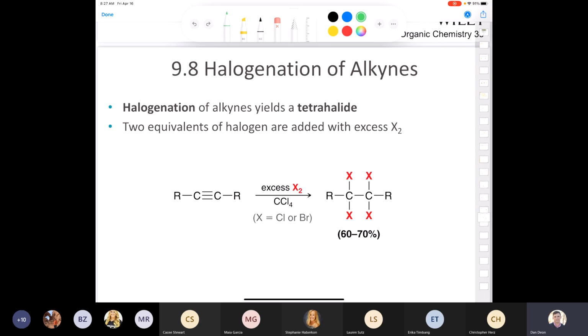Halogenation of an alkyne: if you take a regular run-of-the-mill alkyne and you treat it with a bunch of halide, it can be either Cl2 or Br2, which is what's being said here. You can't use fluorine because that's too fast, too violent, and it can't be iodine because that's too slow. But if you treat the alkyne with excess chlorine or bromine, you make a tetrahalide. Look, you got 1, 2, 3, 4, and it seems like it proceeds in a decent yield.